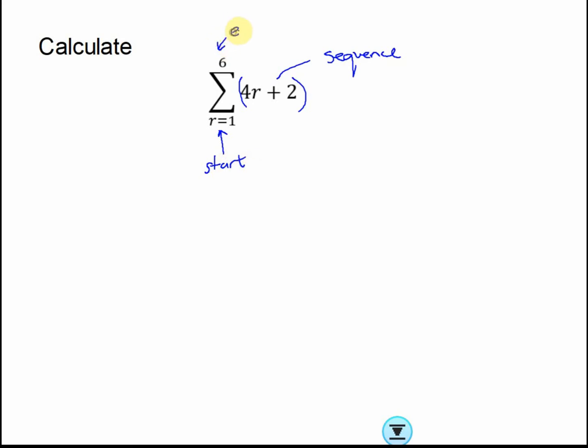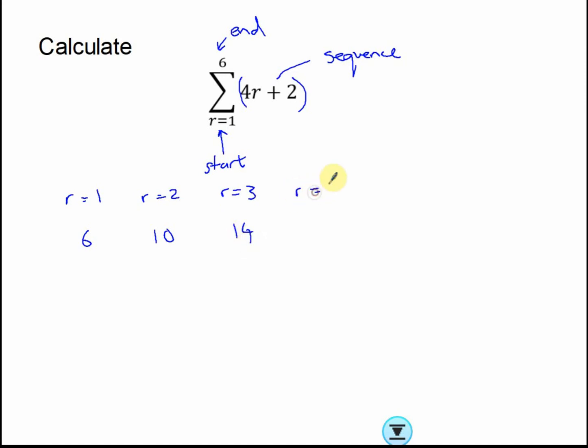we're going to end. And it basically means find the sum of this sequence when we start inputting at 1 and we stop inputting at 6. So for example, when r is 1, what do we get out of this sequence? 4 ones. 4 plus 2, you get 6. When r is 2, we'd have 8 here. 8 plus 2 is 10. When r is 3, 12 plus 2 is 14.